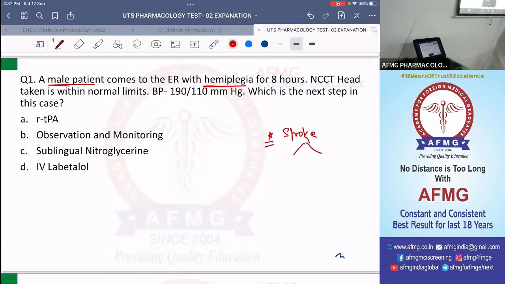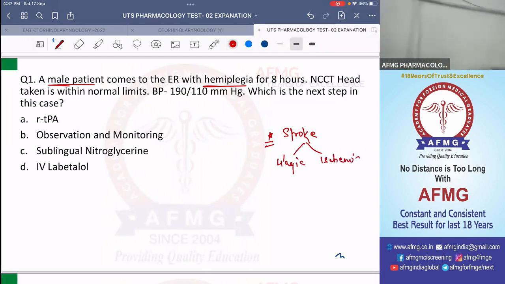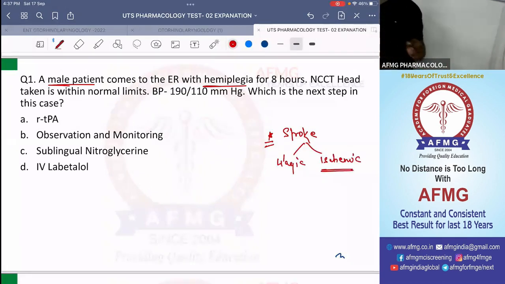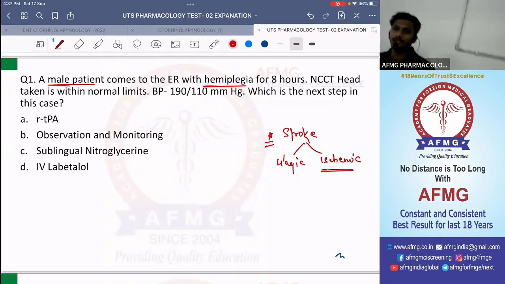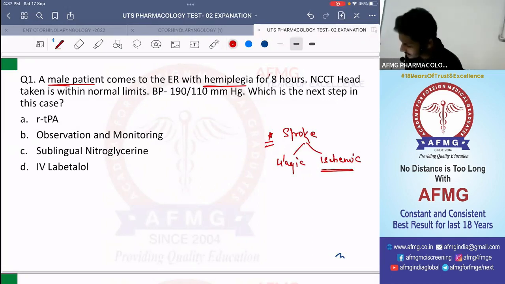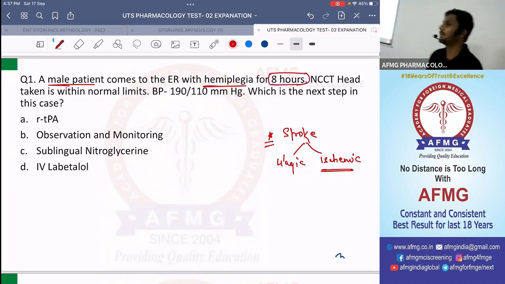Either it is a hemorrhagic stroke or an ischemic stroke. More common being the ischemic stroke. In ischemic also we have further two subtypes, that is either embolic or a thrombotic stroke. More common being the embolic stroke. Okay? So here hemiplegia was there for 8 hours. This is the most important thing in deciding the treatment.